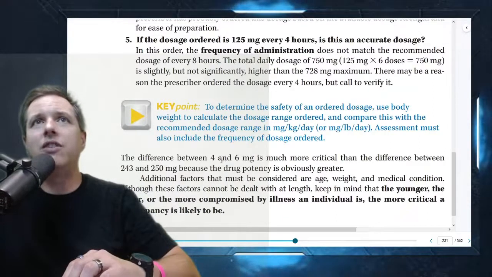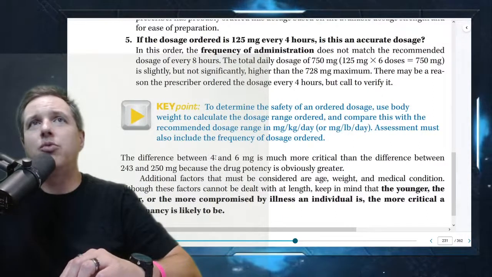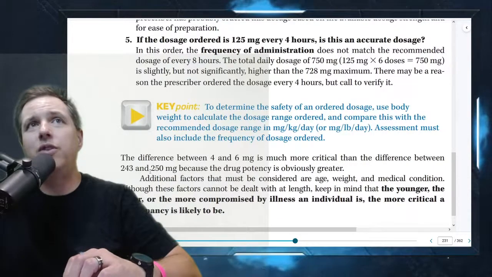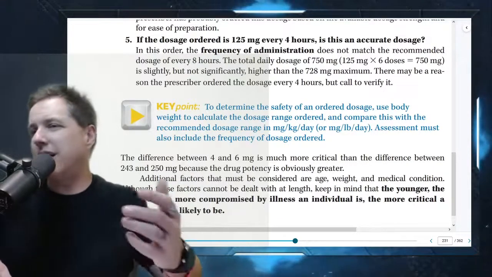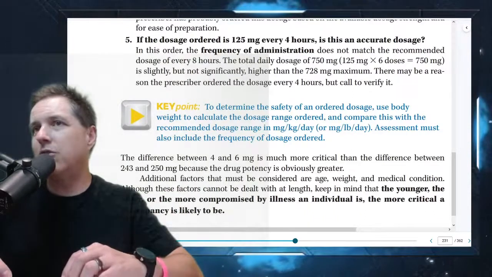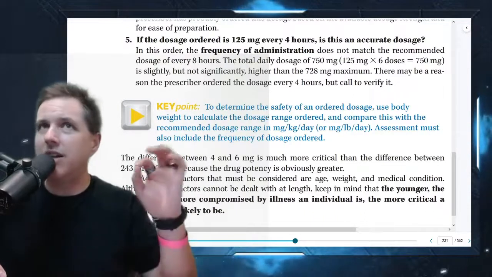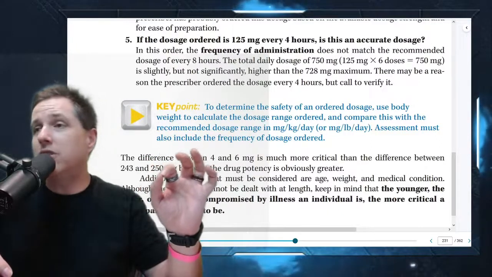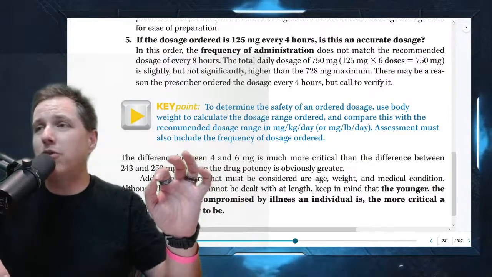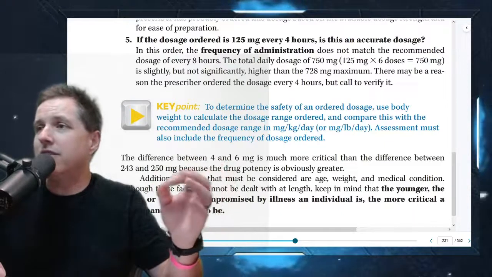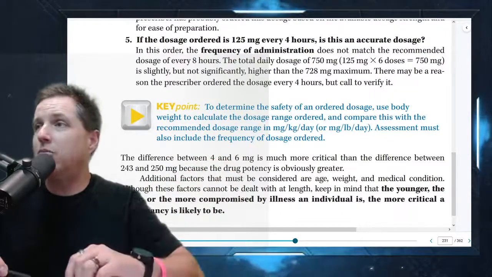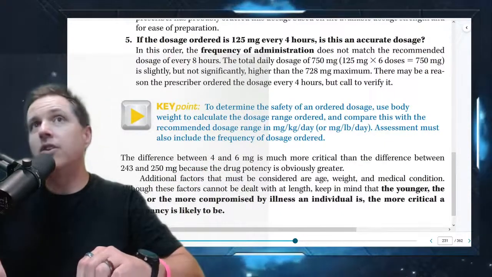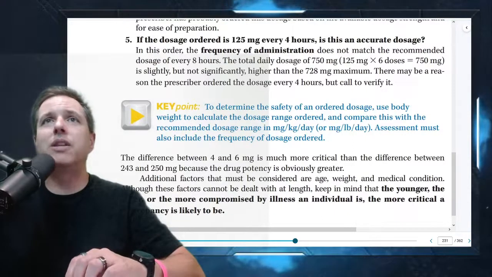And then they say here the thing I was talking about. The difference between 4 and 6 milligrams is much more critical than the difference between 453 and 250 because, again, you're thinking about it in terms of percent, not actual milligrams. With some drugs, if you give 1 extra milligram, it won't even make any difference. Other drugs, 1 extra milligram could be a big deal. So you can't compare them the same way.